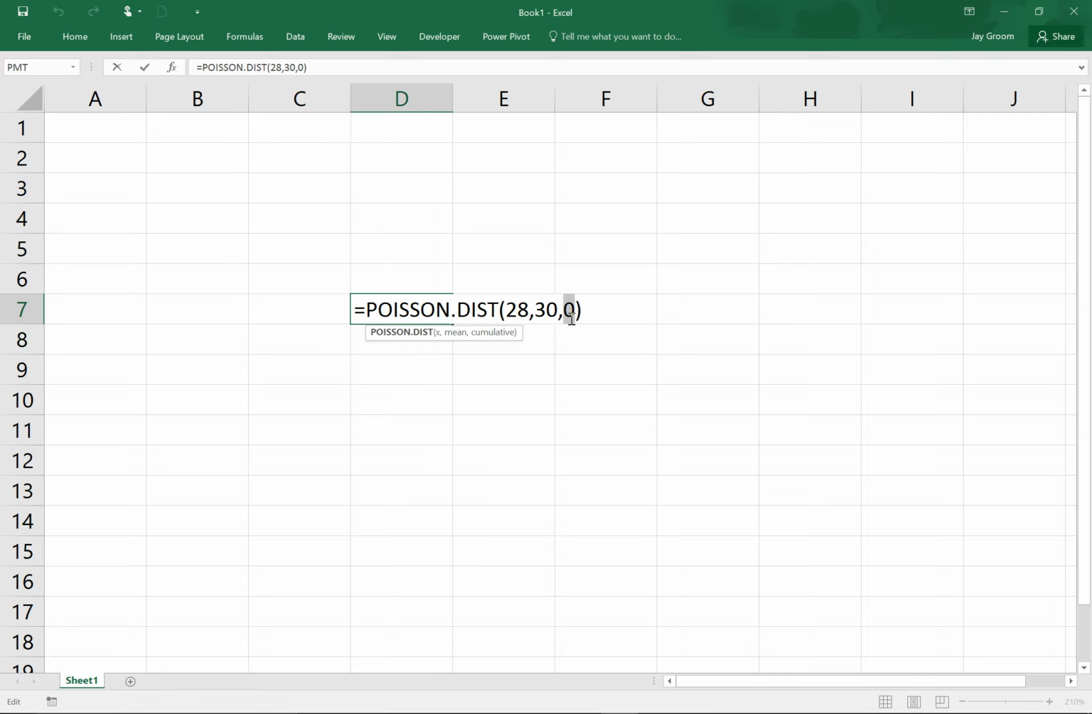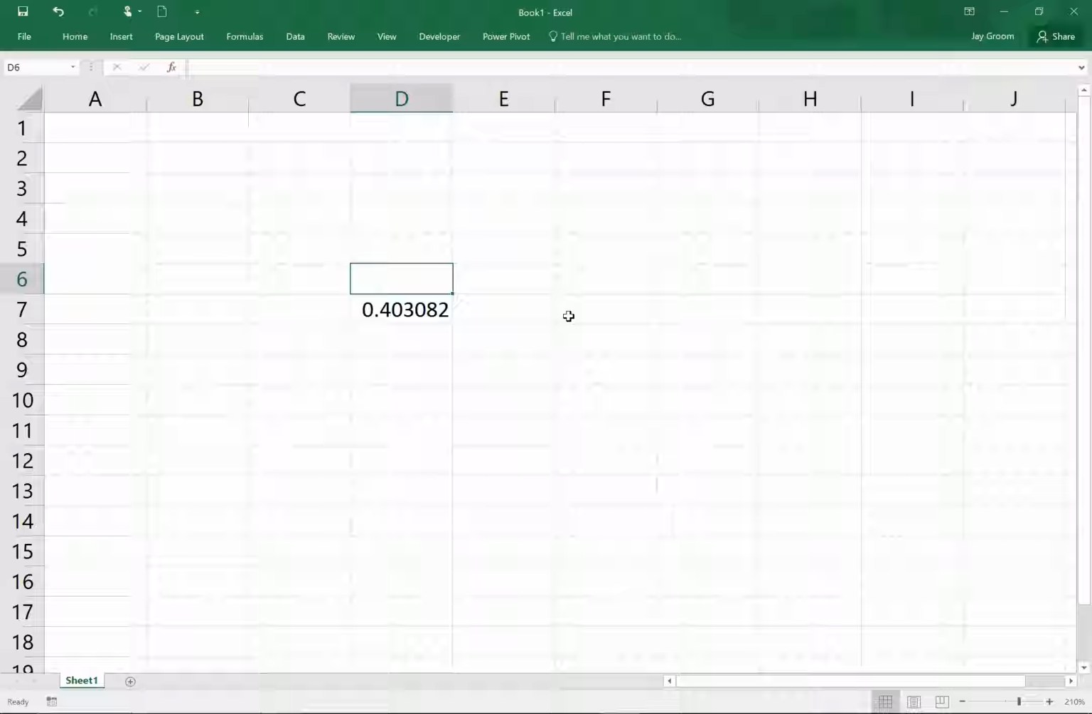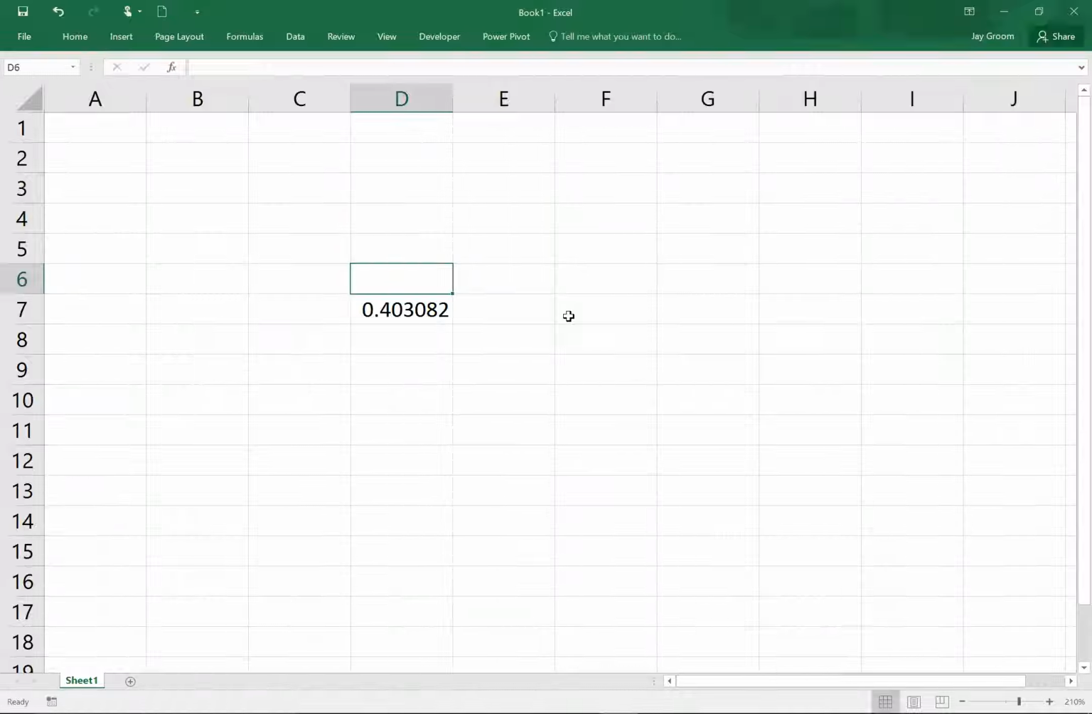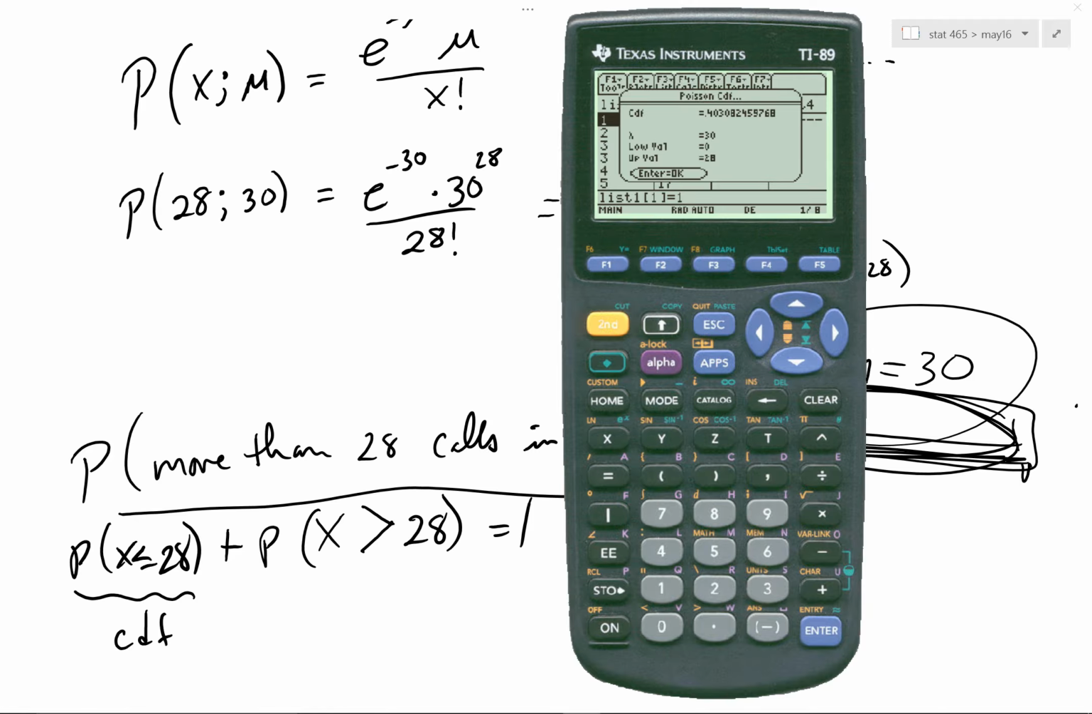If I say cumulative, this is a CDF function. There's my 40% that's less than. Okay, 1 minus, that's the rest of it. Same exact deal. If you're going to do upper than, I would do 1 minus, just to do it all in one shot. That's just me. Okay, that's the idea. Poisson distribution is pretty easy to do in that regard.